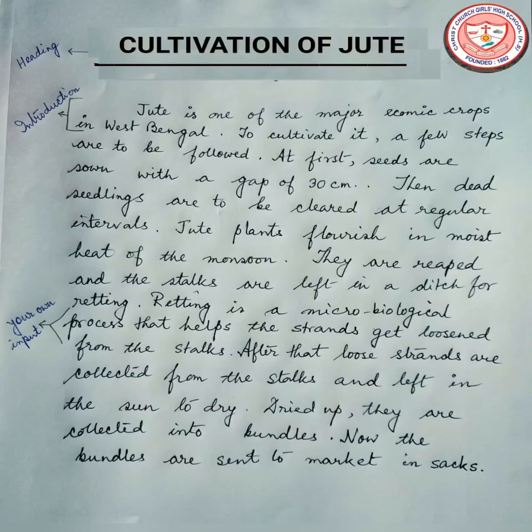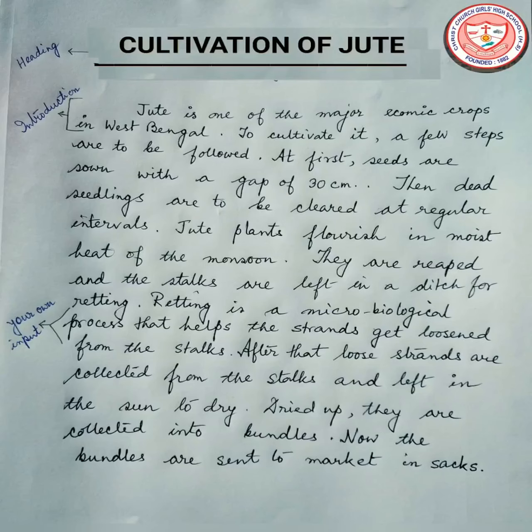They are reaped and the stalks are left in a ditch for retting. Retting is a microbiological process that helps the strands get loosened from the stalks. After that, loose strands are collected from the stalks and left in the sun to dry. Dried up, they are collected into bundles, and now the bundles are sent to market in sacks.